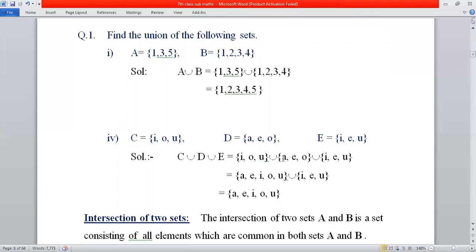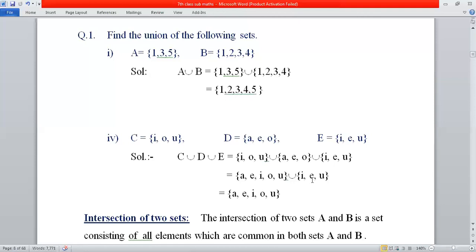So we take the union of the first two sets, and then with the third set, so that you can easily understand and easily do it. In the first two sets, I, O, U and A, E, O, here O is common, so we just write it once, and then we write in alphabetical order: A, E, I, O, U. All the elements of C and all the elements of D will come in this set. The union we copy as it is, and the third set we write as it is.